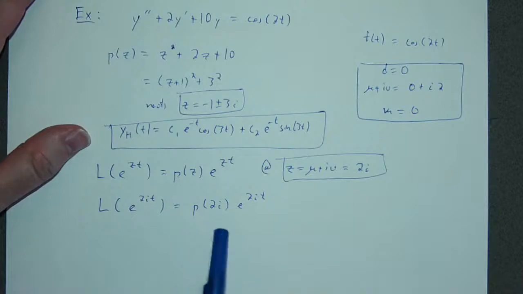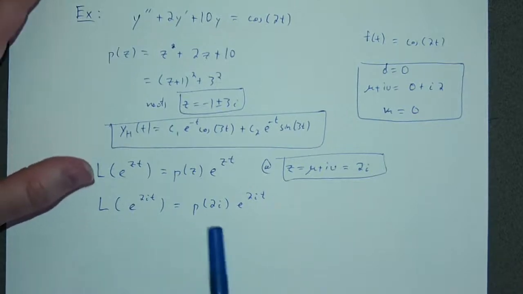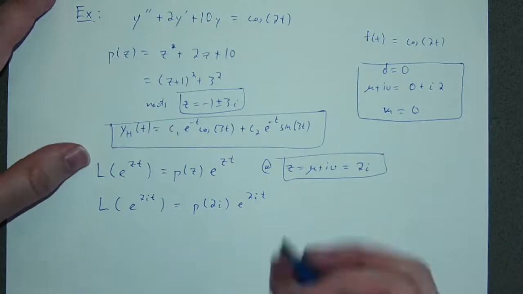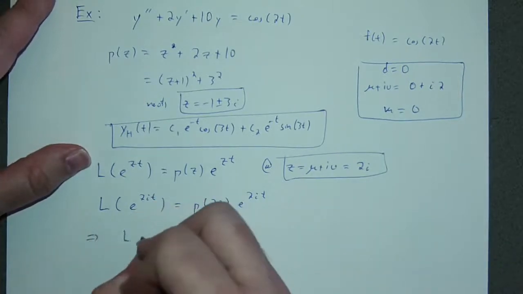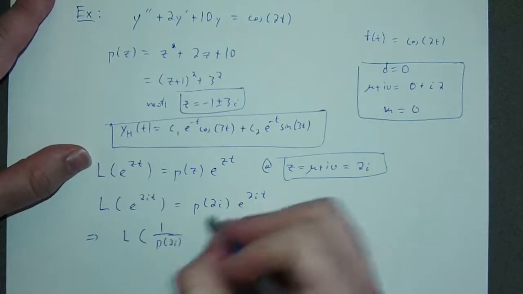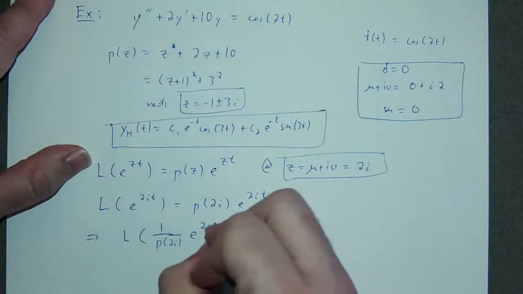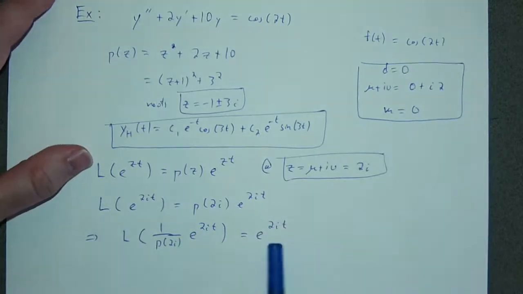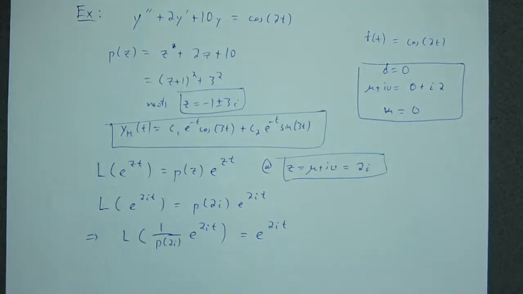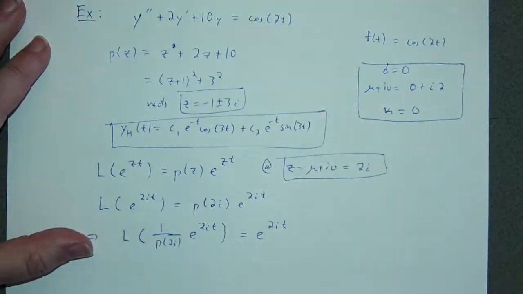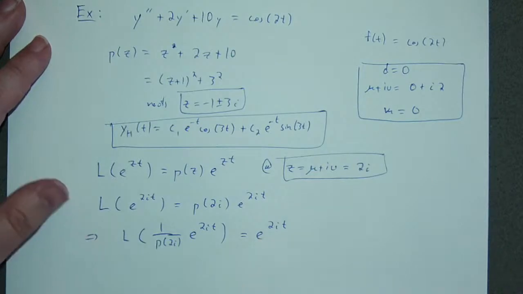Well, it's not, just looking at it. First of all, I'm going to get rid of this p of 2i. I'm going to divide both sides by that. So this is L of 1 over p of 2i times e to the 2it, and that's equal to e to the 2it. But I want this right-hand side to be cosine of 2t. It doesn't look like that, right?